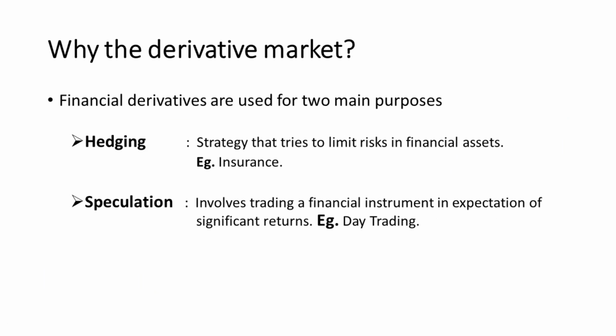The second thing is speculation. Speculation involves trading a financial instrument in expectation of significant returns. It's basically a kind of betting on something. The main motive is to take maximum advantage of fluctuations in the market. For example, day trading. Assume you're buying a TCS stock for 3,000 rupees, assuming it may go up to 3,050. It's a kind of speculation.